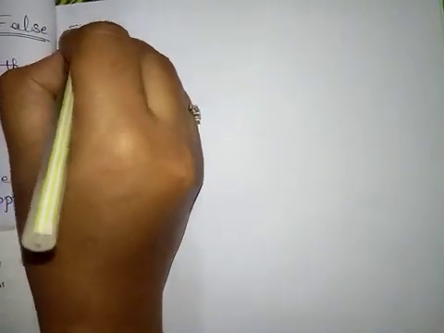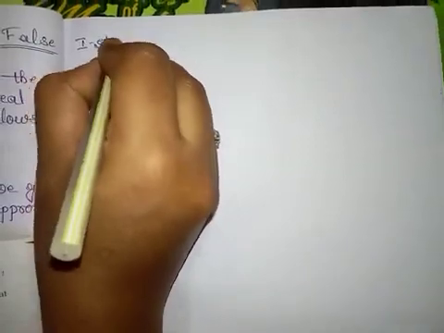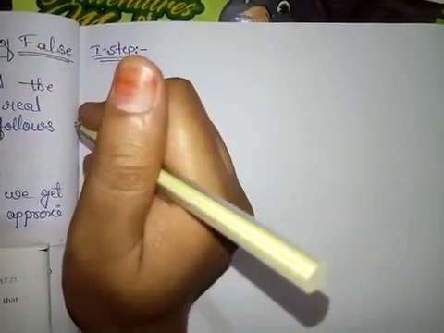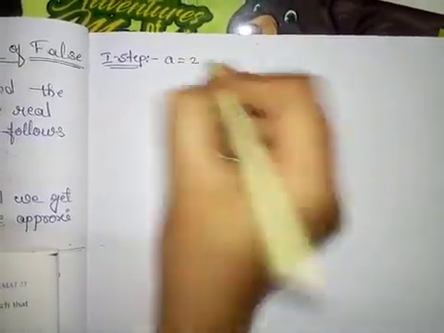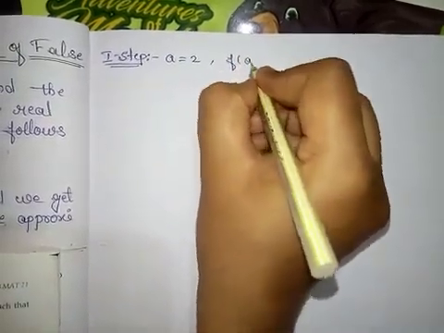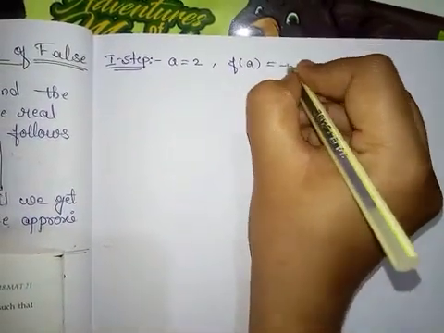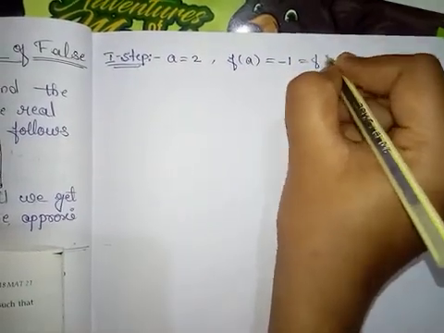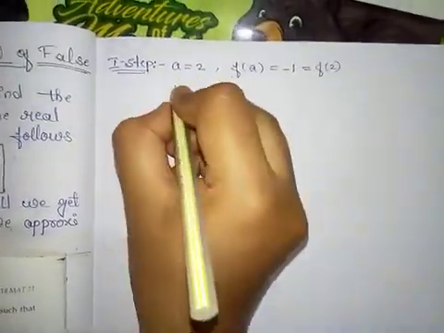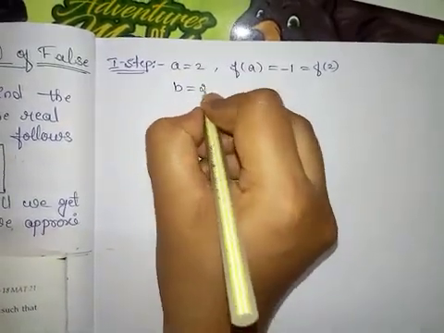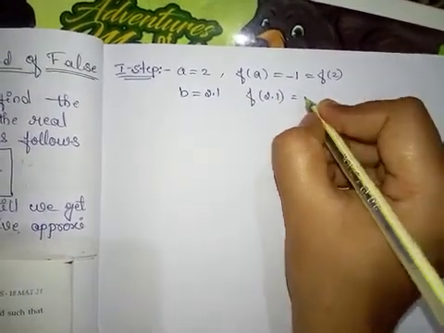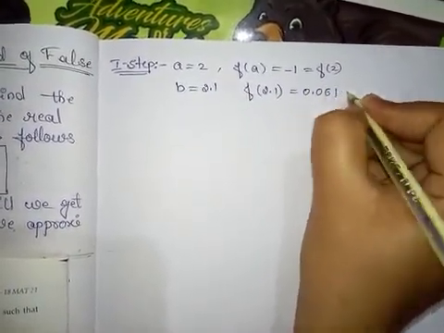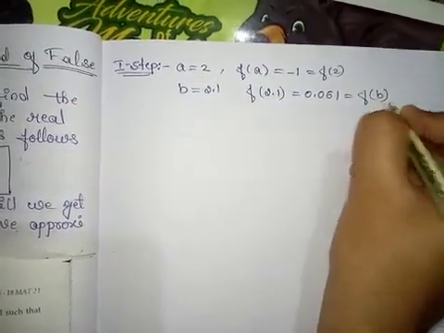First step. From the regula falsi method we know the formula for finding the first approximation. Before that, a value is 2 and f of a is minus 1. That is, f of a is equal to f of 2, a is 2, and b is equal to 2.1. f of 2.1 is equal to 0.061, which is f of b.